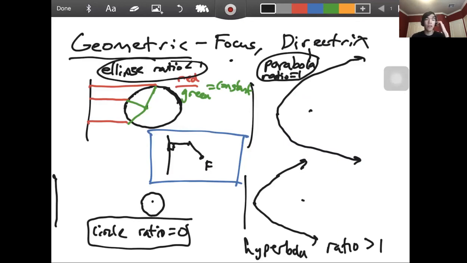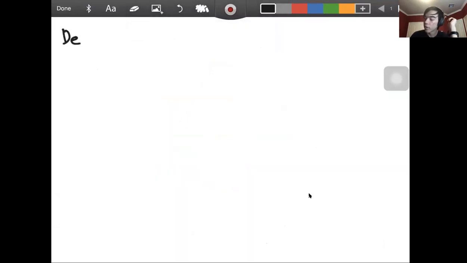So this is the initial way we're going to define conic sections. As in, we have a point, a focus, we have a line, the directrix, and we have an eccentricity, which is the ratio of the distance to the focus over the distance to the directrix. So that's definition 1.